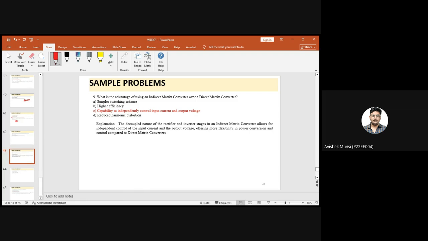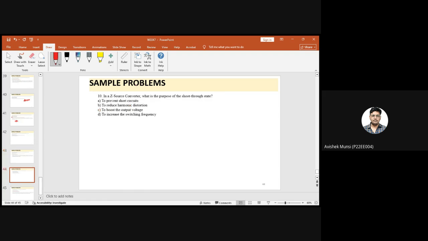So it is preferred because it has the capability to independently control the input current and voltage, whereas in case of the direct matrix converter, it is not possible. Okay. The last question, in a Z source converter, what is the purpose of the shoot through state? What is the purpose of the shoot through state in case of a Z source type of converter?